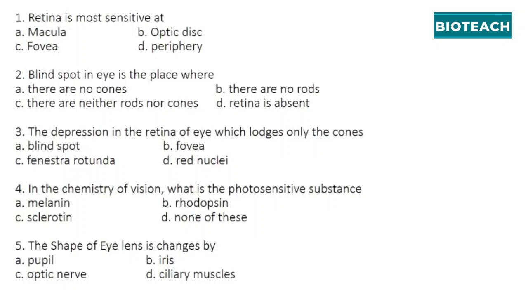Options are blind spot, fovea, fenestra, red nuclei. The answer is the fovea. Fovea is very rich in cones.